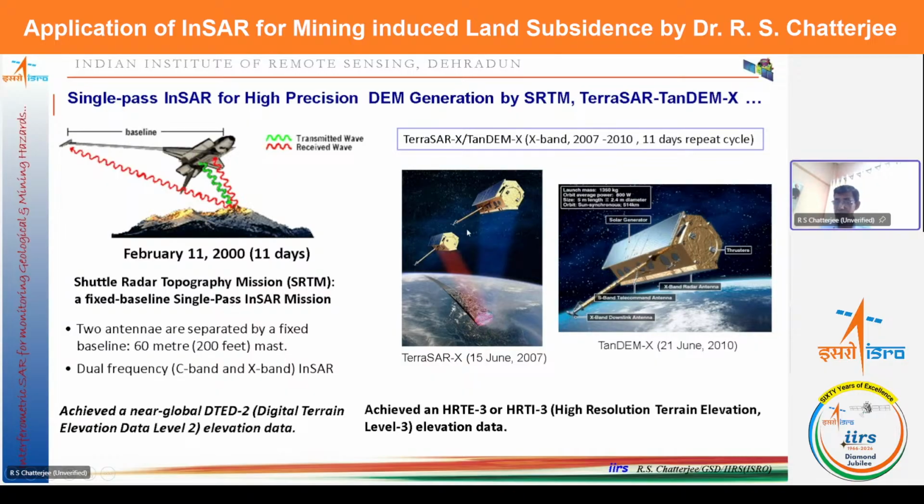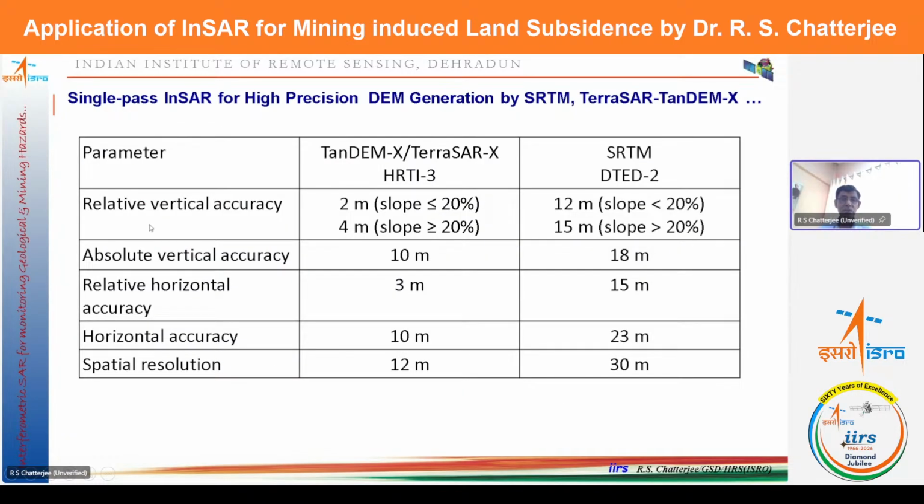It is not C band, it is X band. And in this case, we could achieve this high resolution terrain elevation data at level 3. Level 3 and level 2. Level 3 is quite high precision, much higher than level 2. So that is how different they are. You can see here, relative vertical accuracy in case of level 3 goes up to 2 meters. In case of slope, where slope is a little higher, greater than 20%, then it is 4 meters. Okay, so 2 meters to 4 meters is the vertical accuracy.